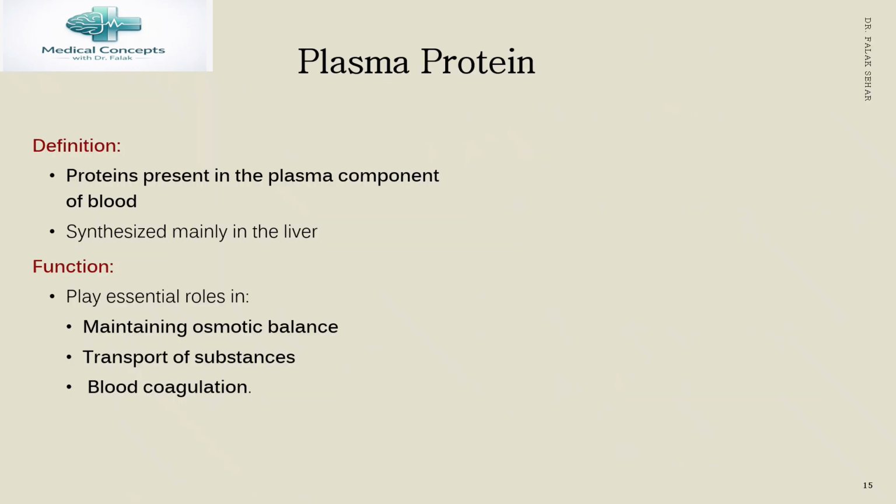Now let's move on to the plasma protein. They are defined as proteins that are present in the plasma, mainly synthesized in the liver. Their main function include they are responsible for the maintenance of osmotic balance. They are responsible for the transportation of the substance like hormones, like other different type of substances. They are also important in the blood coagulation.